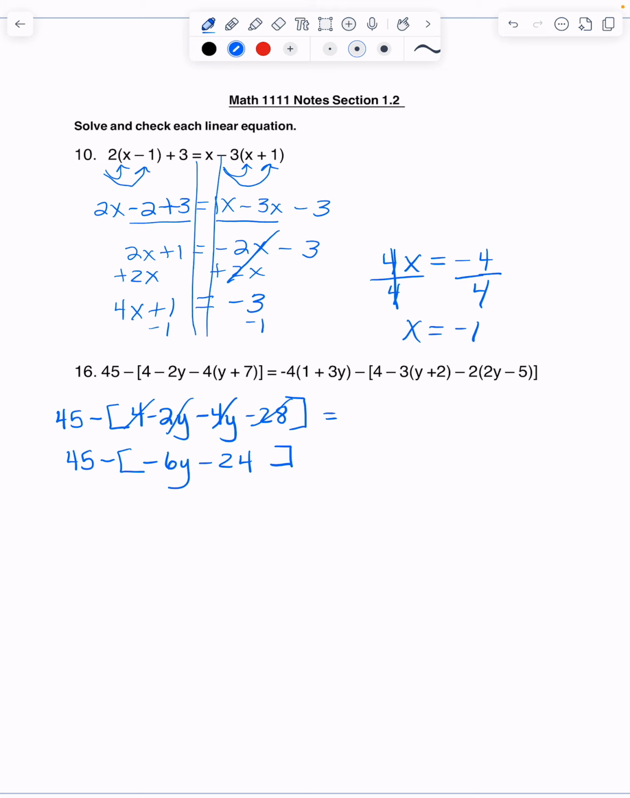So now I'm going to distribute that negative so that I can get rid of the brackets. So negative times negative, that is positive 6y. Negative times negative is positive 24. Add my like terms. 45 plus 24 is 69. Now let's come over to the right side. And I'm going to simplify the right side as much as possible.